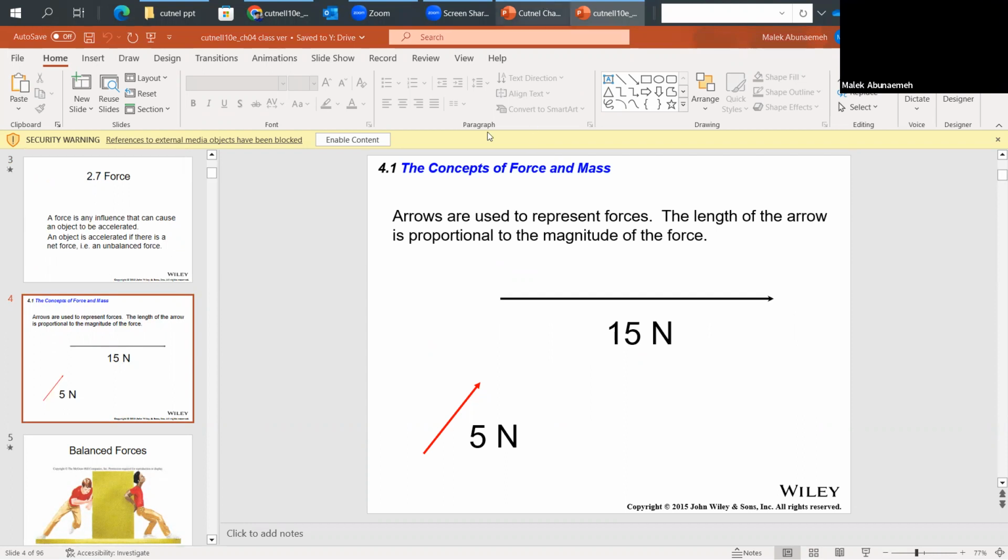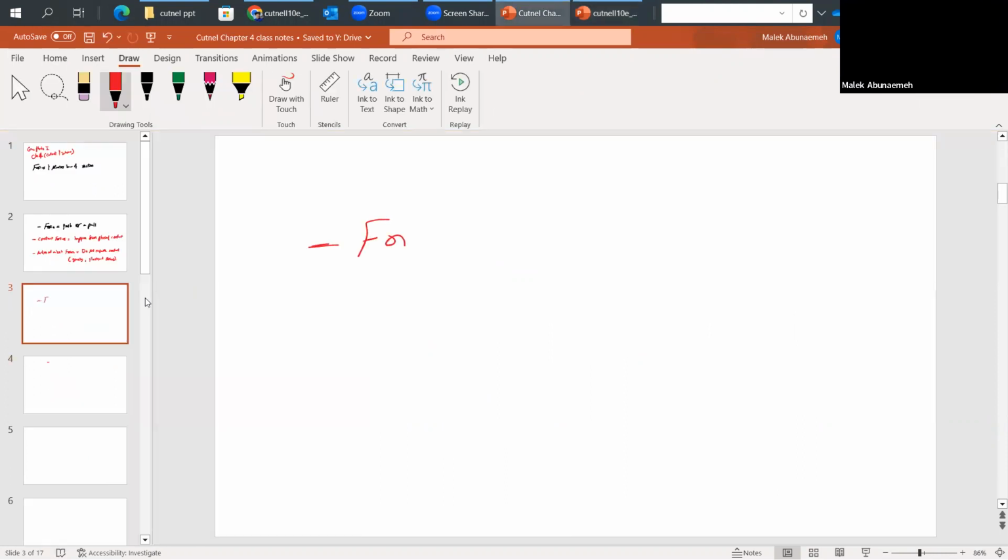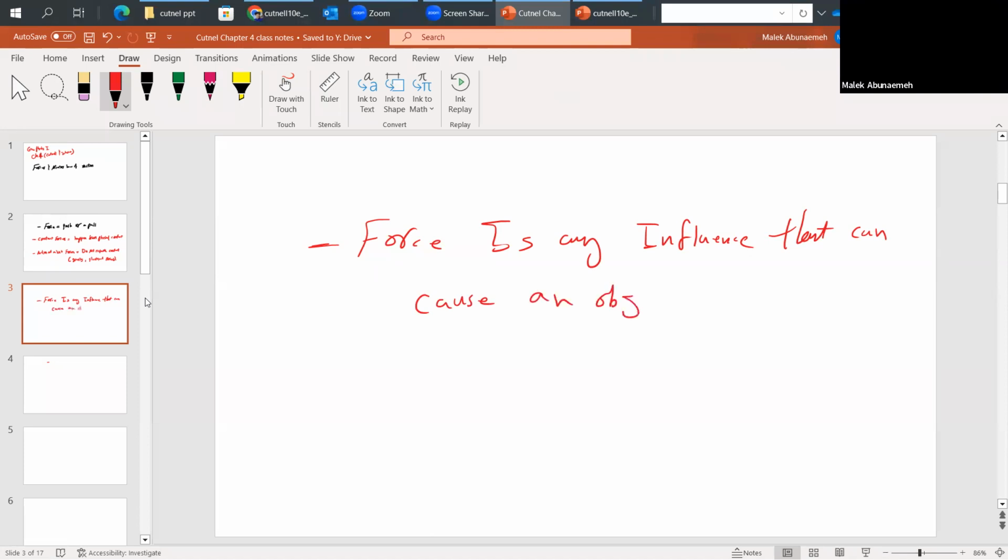So let's go ahead and write that down. Your force is any influence, basically, that can cause an object to be accelerated. And how does that happen? By unbalanced forces.